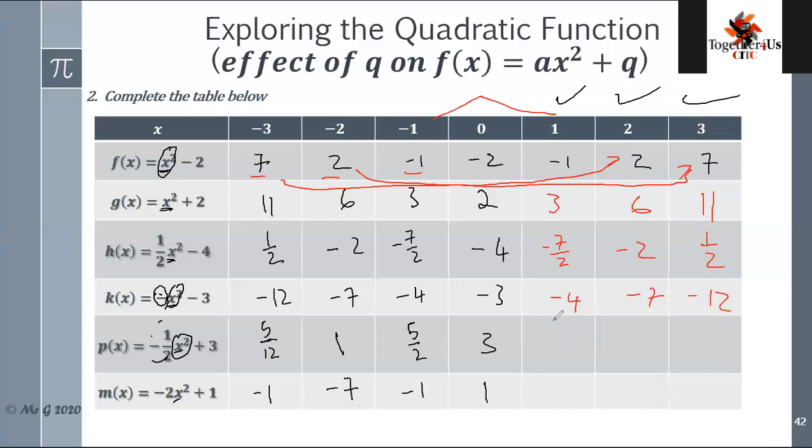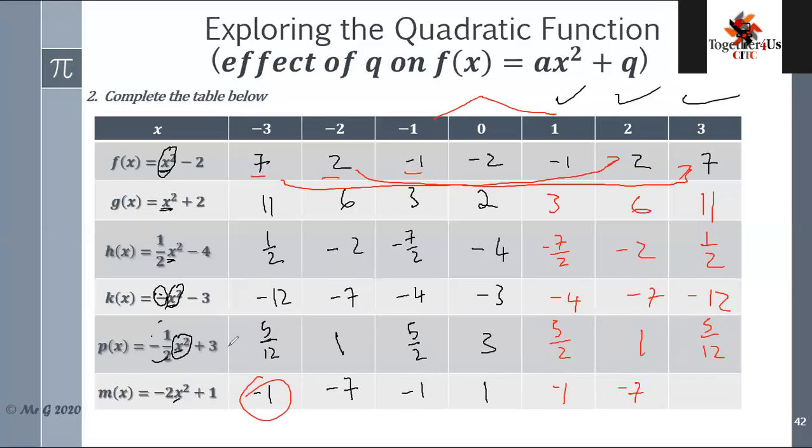And then, of course, this is 5/2. That's going to be a 1. And this is going to be 5/12. This is going to be a -1. This is going to be a -7. And I'm not sure if it makes sense for this thing here to be a -1. Yes, it does. What about this one here? I don't think I've got this one right.